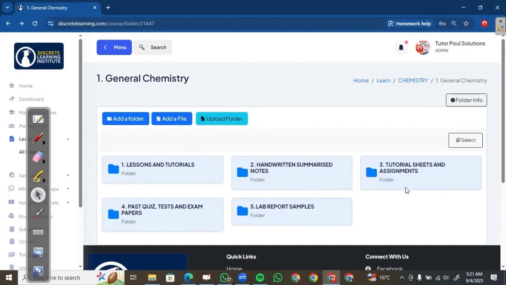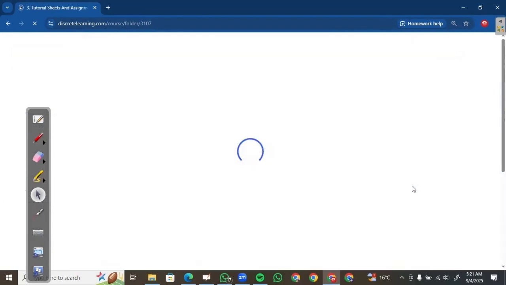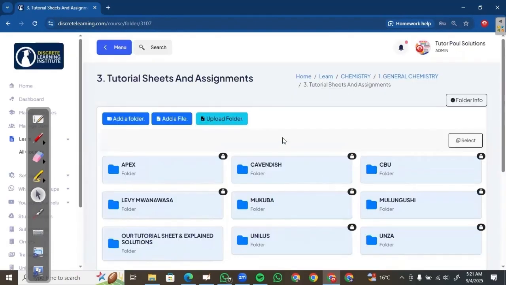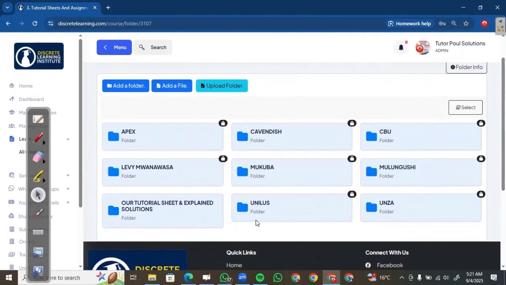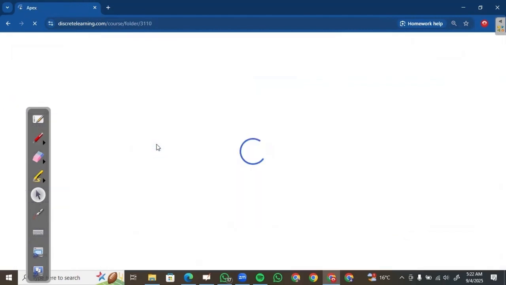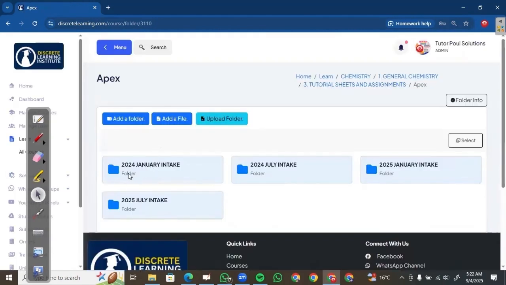If you want solutions to the assignments or tutorial sheets, you come to this folder here. You open this folder for the assignments and tutorial sheets. Then depending on the university where you are at, you'll find that folder. These tutorial sheets were for the Apex people, so you can go to the Apex folder, and then you go to your intake.